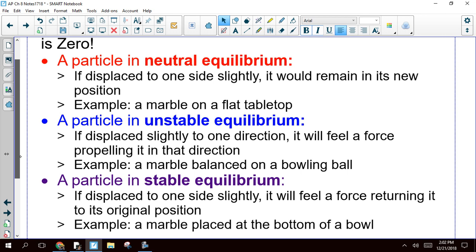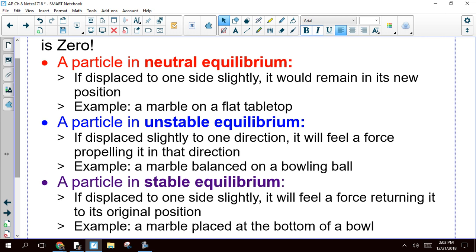All right? So if you're in neutral equilibrium and you move the object over a little bit, then it's just going to stay in its new position. All right? If it's in unstable equilibrium and you move it over a little bit, then it's going to feel a force propelling it away from the equilibrium point. Okay, so the example it gives here is a marble balanced on top of a bowling ball, right? If you magically balance a marble on top of a bowling ball and you push the marble over to the side a little bit, gravity is going to pull it even farther away, right?